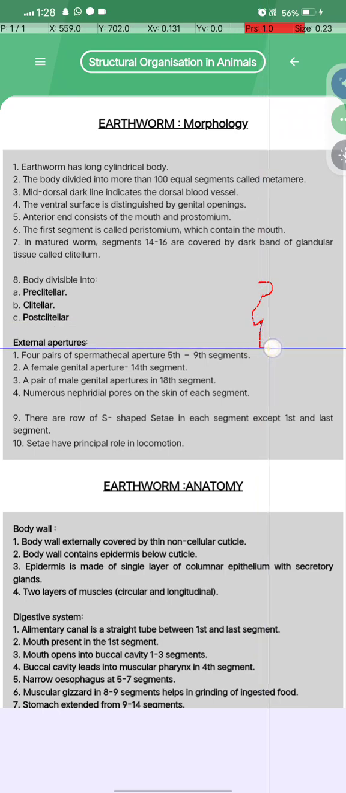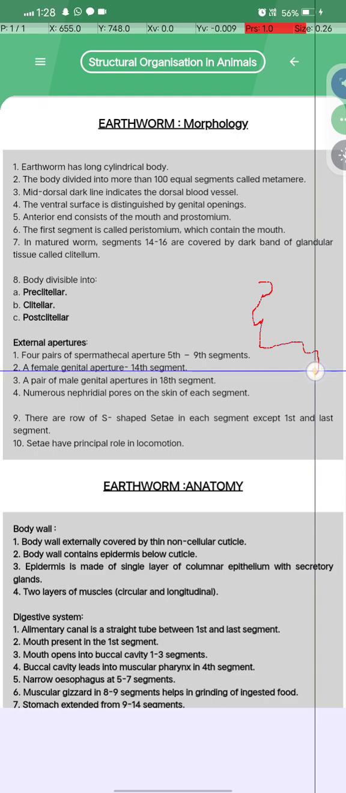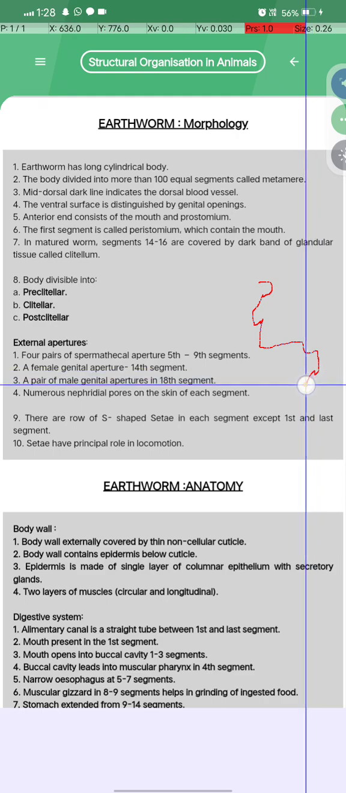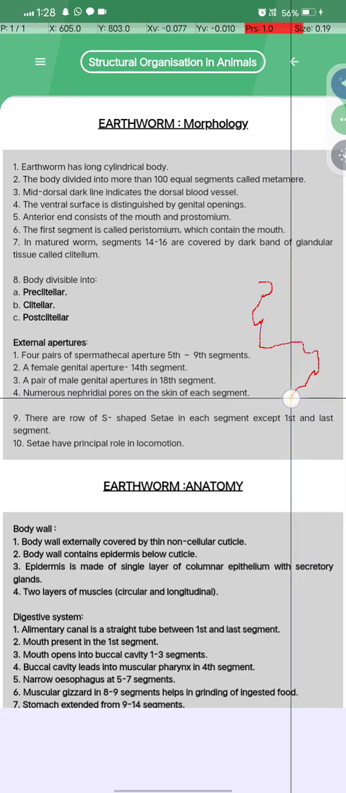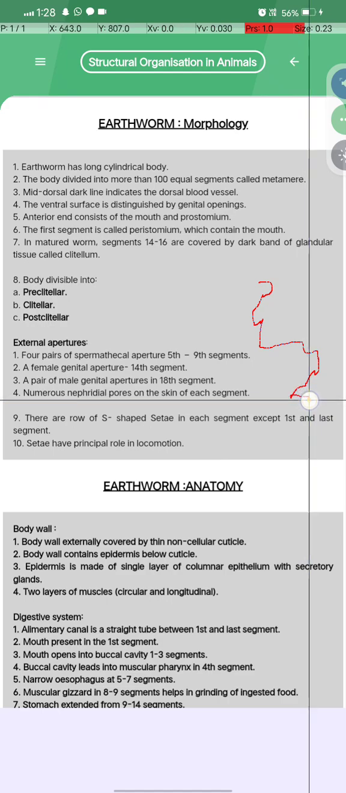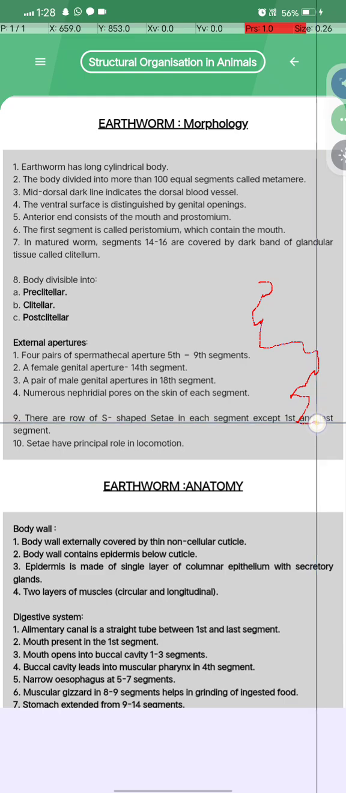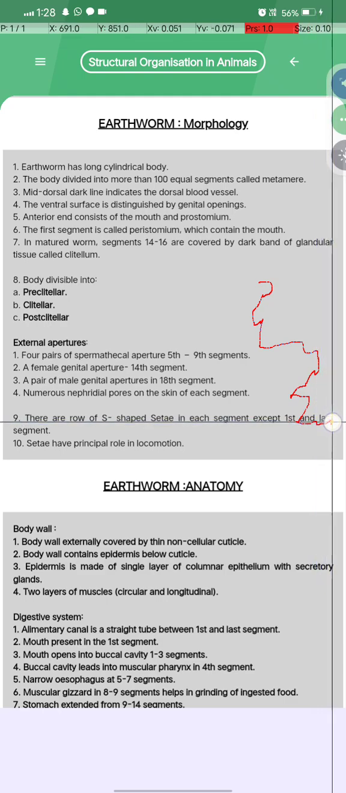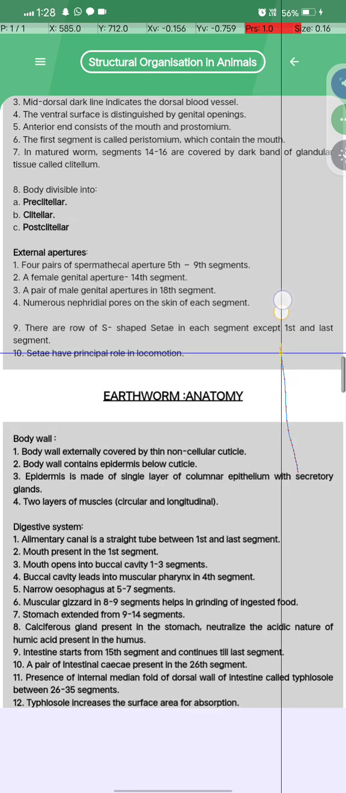Okay, external apparatus. There are four pairs of spermathecal apparatus in the 5th to 9th segments, a female genital aperture on the 14th segment, and a pair of male genital apertures on the 18th segment. There are numerous nephridial pores on the skin of each segment, and a row of S-shaped setae in each segment except the first and the last segment. The setae have a principal role in locomotion.